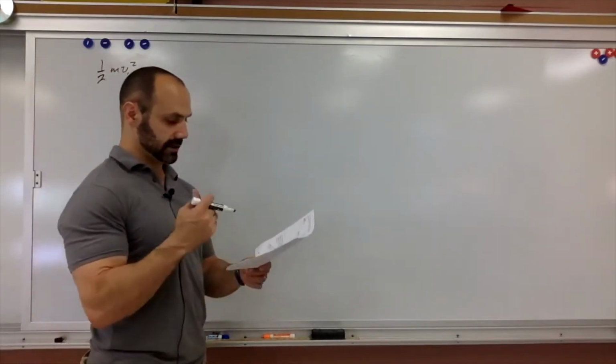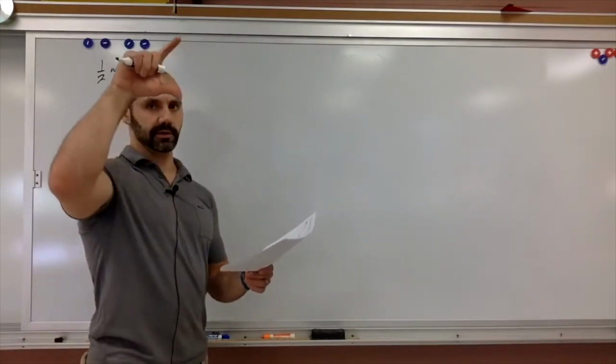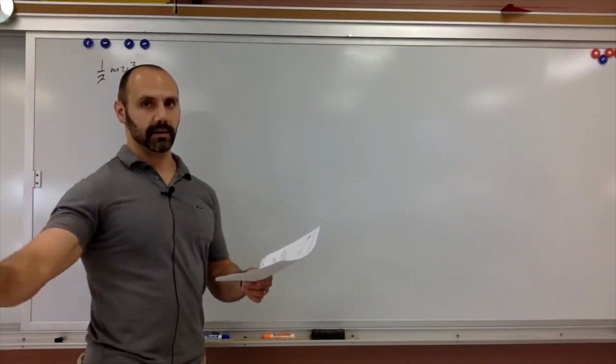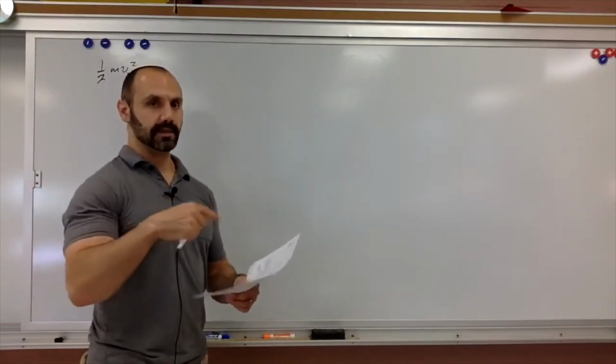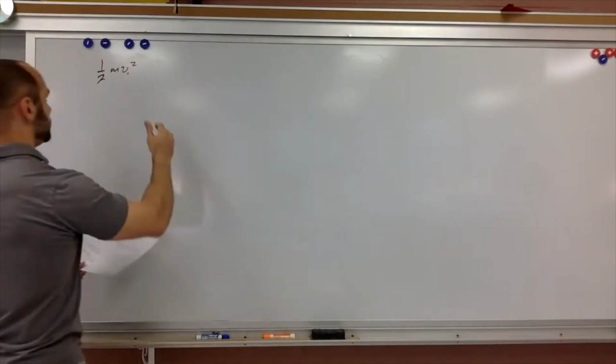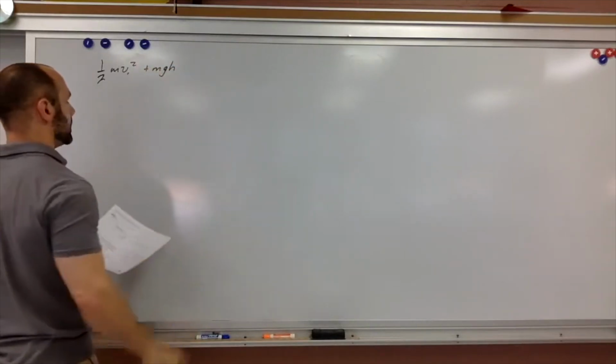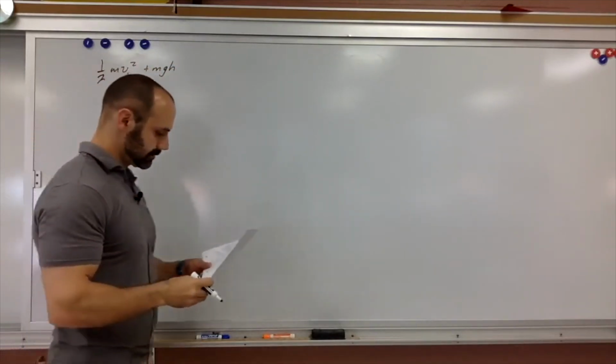Well, if we look at the heights, we see that the first hill is 4 meters up, but the last hill is 6 meters down. So I'm going to use that bottom height as my datum. That means we're starting off at a height of 2 meters. So plus mgh.